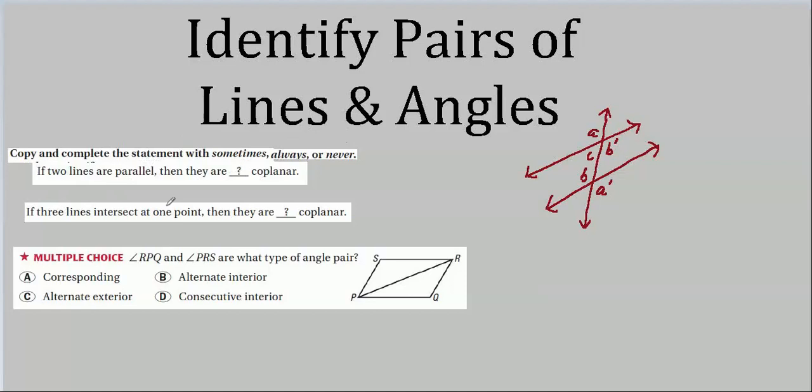If three lines intersect at one point, then they are sometimes, always, or never coplanar. Well, three lines in the same plane certainly could intersect. And they could intersect all at one point. That's allowed. On the other hand, they don't have to be in the same plane, do they?